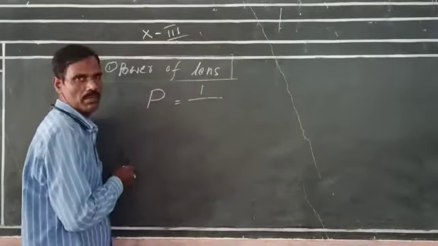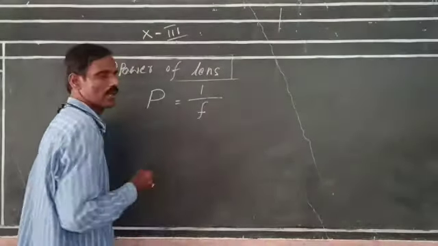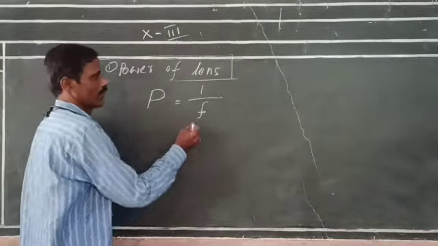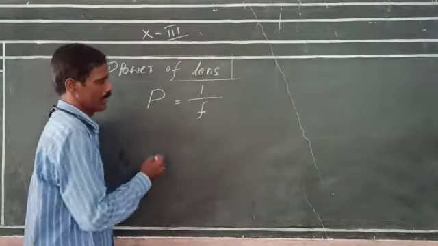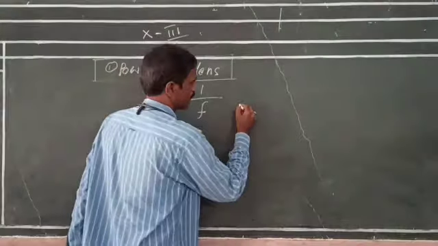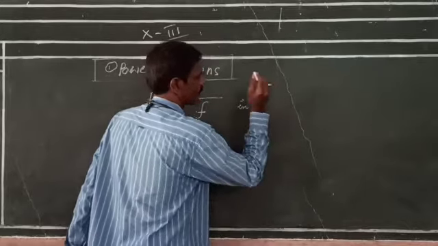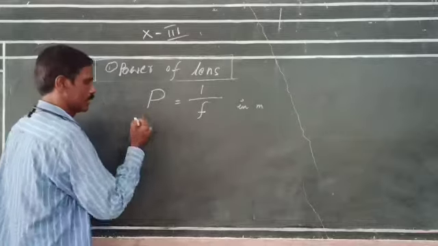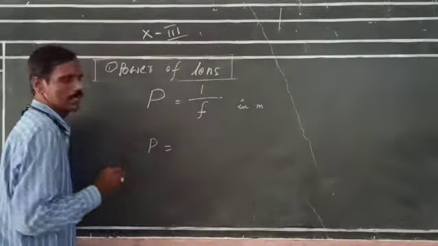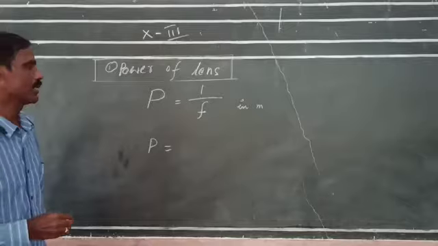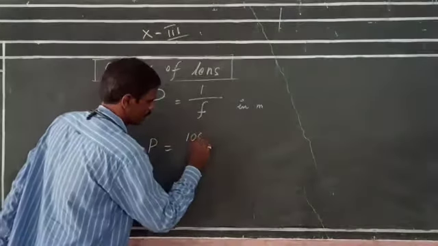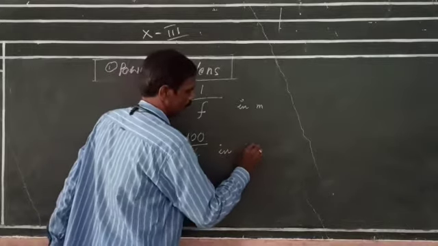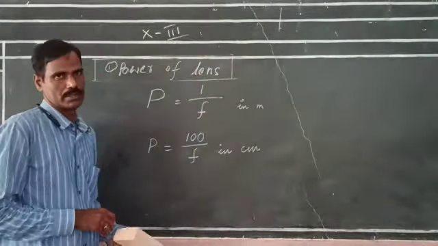So P, power, is equal to 1 by F is the formula to find the power, where F is the focal length of the lens if it is measured in meters. If suppose the focal length is measured in centimeters, then we can write the formula for power of the lens: P is equal to 100 by F, if the focal length is measured in centimeters.